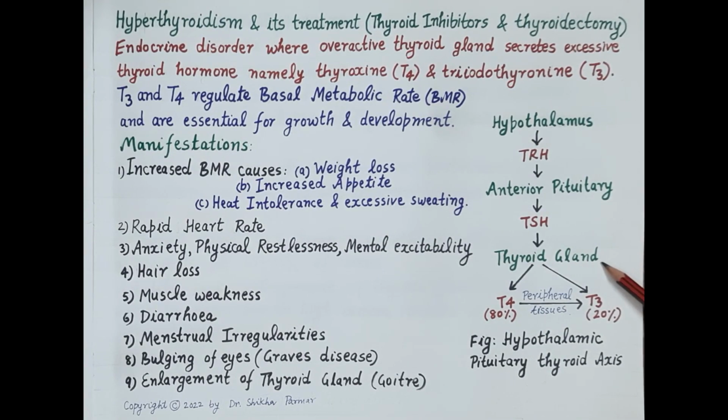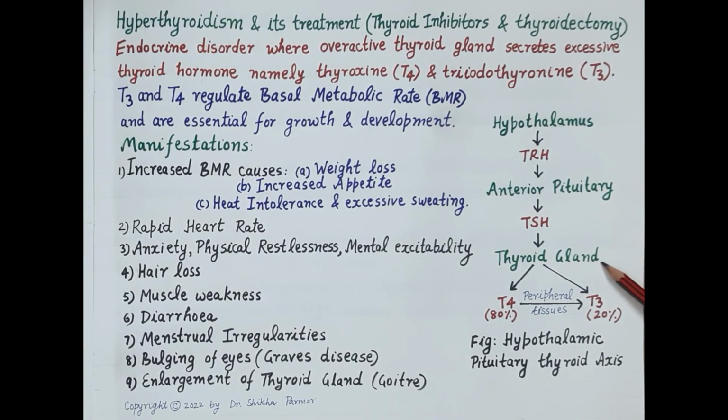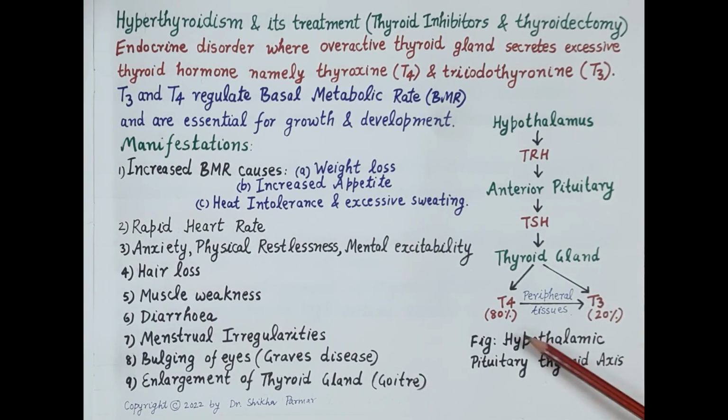the thyroid gland. But if the thyroid gland becomes overactive and secretes excessive thyroid hormones, then the condition is termed as hyperthyroidism. So, hyperthyroidism is an endocrine disorder where overactive thyroid gland secretes excessive thyroid hormones, namely thyroxine, that is T4, and triiodothyronine, that is T3.